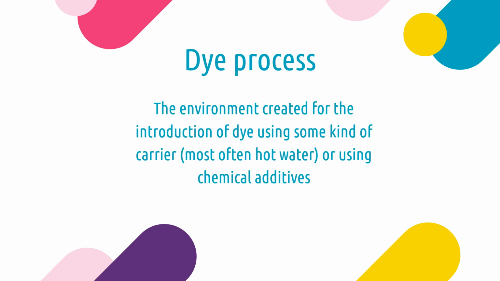What's the dyeing process, right? We've got to get to the process. The dyeing process is just the environment that's created for the introduction of a dye, usually by hot water, or some other hot solvent, steam, or some kind of dry heat. And the chemical additives of the dye include salt, or it may have some acid, something that's going to help the dye penetrate into the fiber or the textile, right?